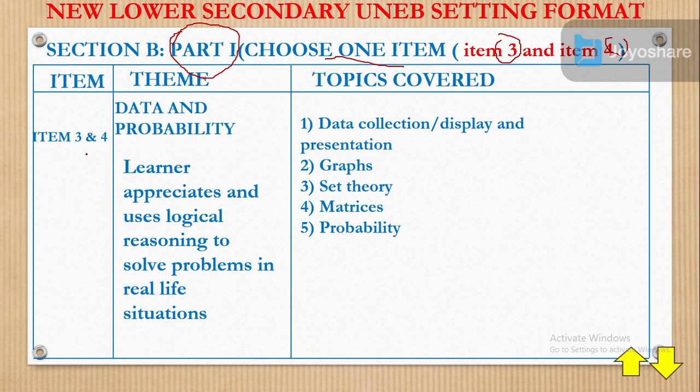So item 3 and 4 is examined from 5 topics. It's just like item 1, because item 1 is also examined from 5 topics. Now the first topic is data collection and display. Data collection and display is what some people know as statistics.